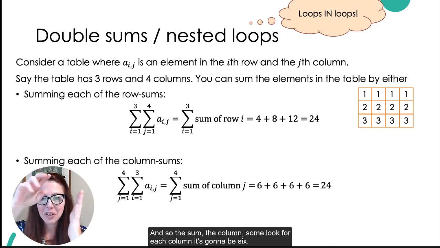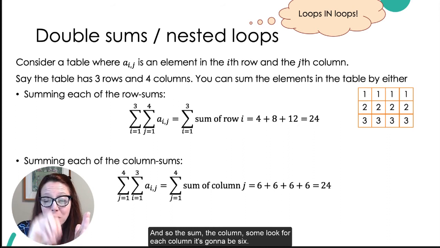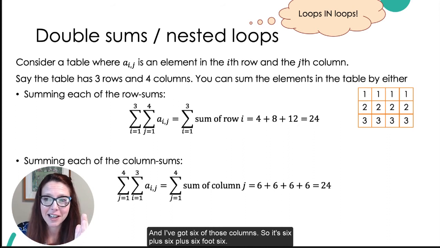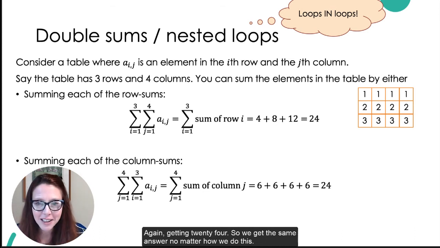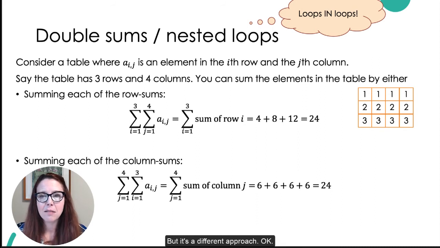And so the column sum for each column is going to be 6. And I've got 6 of those columns. So it's 6 plus 6 plus 6 plus 6, again, getting 24. So we get the same answer no matter how we do this, but it's a different approach.